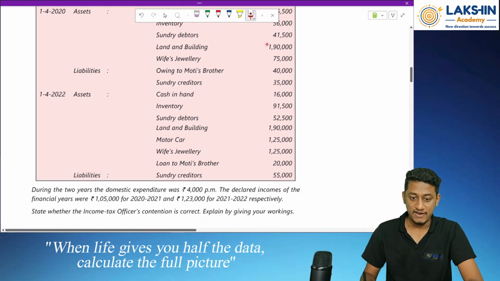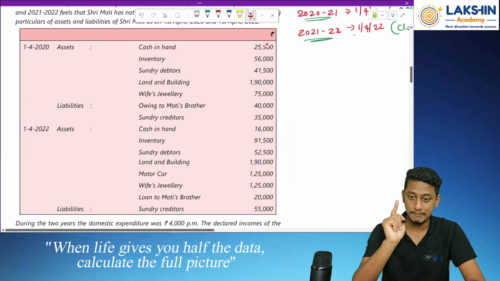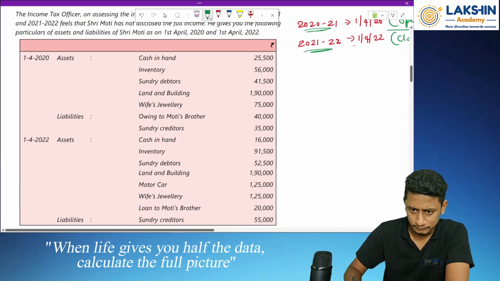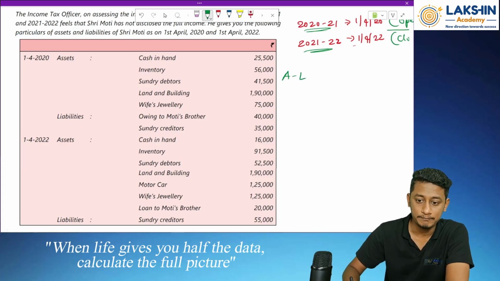So let's first find the net assets. I will tell you the steps on how to find it out. What do I mean by net assets? Assets minus liability equals net assets. It is called net assets. Also we get what? Capital.